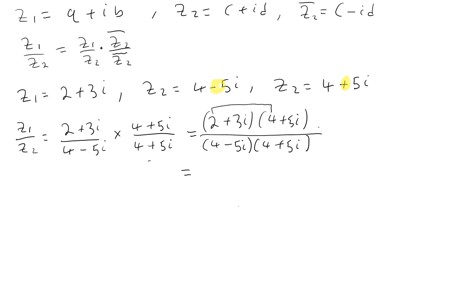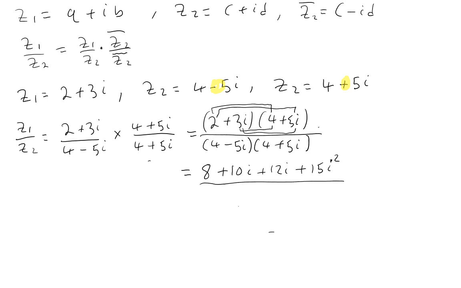2 times 4 is 8. Then 2 times 5 is plus 10i. Then 3 times 4 is plus 12i. Then 3i times 5i is plus 15i square.